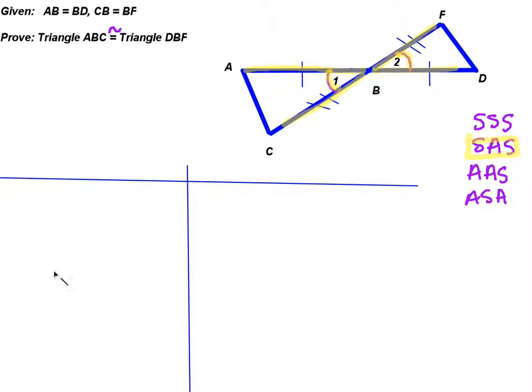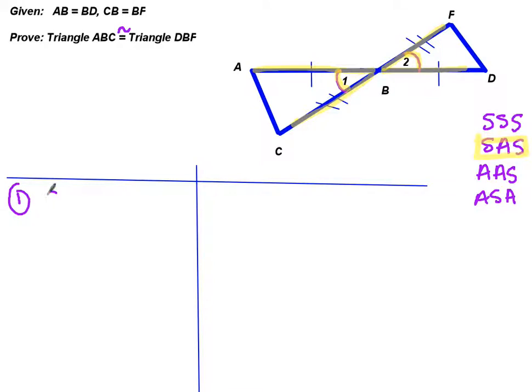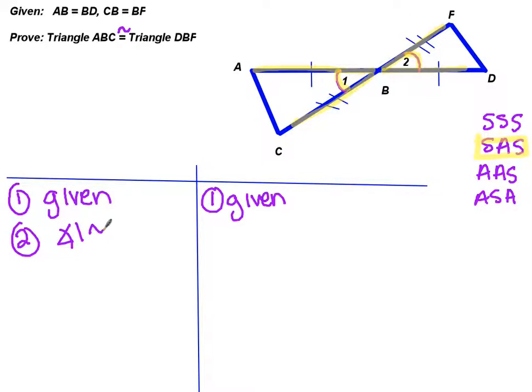So again, my first step is my given, which I can just write as given. And remember, those were that the sides were congruent. Even though I marked the picture, it wasn't in my given that 1 and 2 were congruent. So I'm going to have to clearly state angle 1 is congruent to angle 2. My reason for that is that vertical angles are congruent.